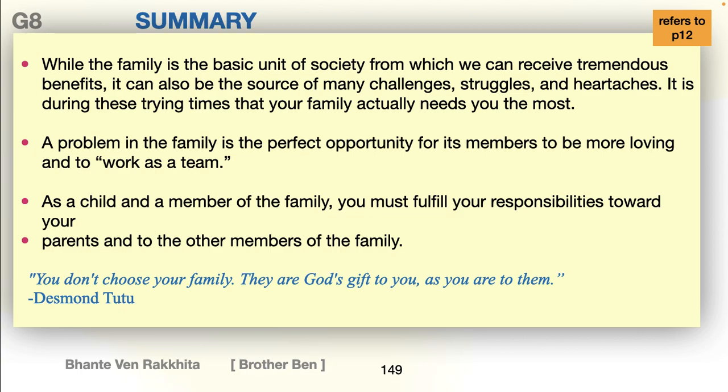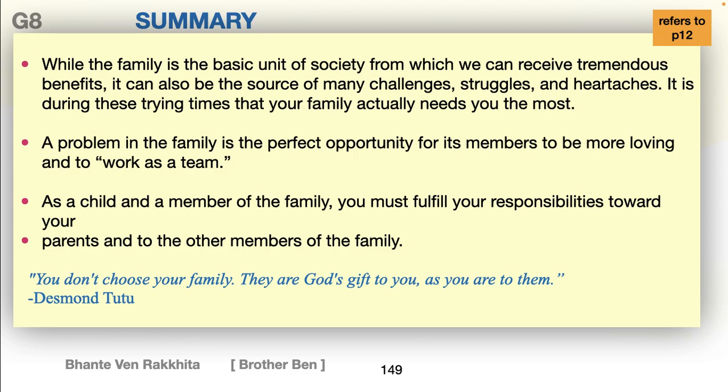Next, a problem in the family is the perfect opportunity for its members to be more loving and to work as a team. And next, as a child and a member of the family, you must fulfill your responsibilities towards your parents and to the other members of the family. All right, so that's just 1 point there, not 2 with a pink dot.